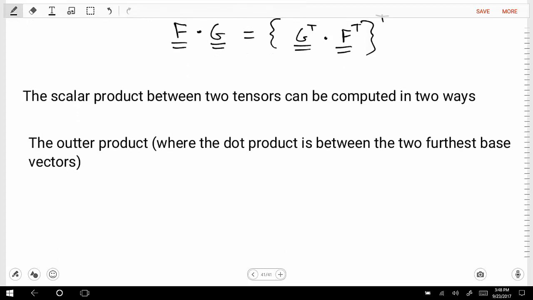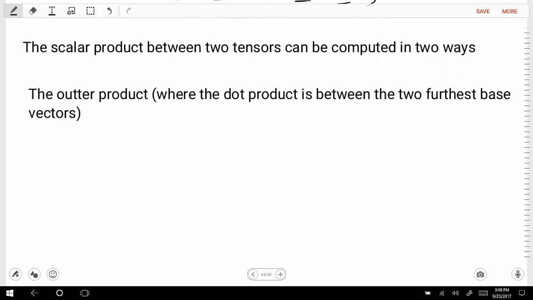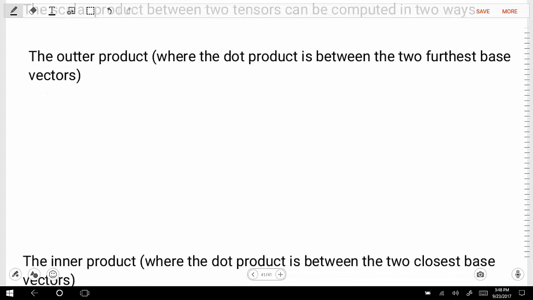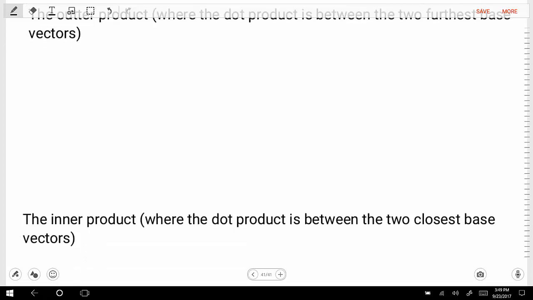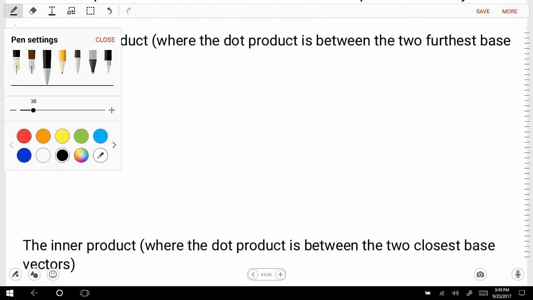Now, interestingly, the scalar product between two tensors can be computed in 2 different ways. One of the ways is to use the outer product, where the dot product is the product between the 2 furthest base vectors, so the base vectors on the outside, or farthest from each other. And then there's also the inner product, where we do the dot product between the 2 closest base vectors. So let's start with the outer product.